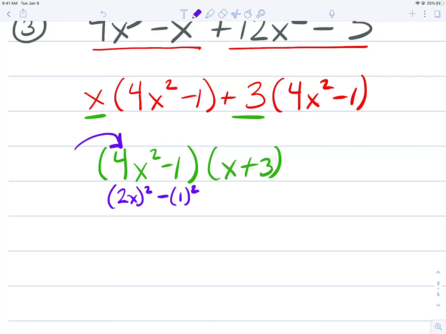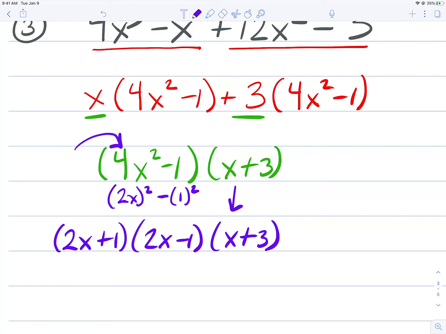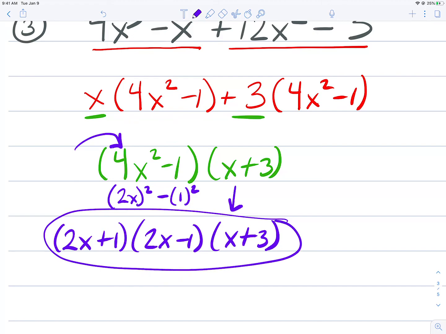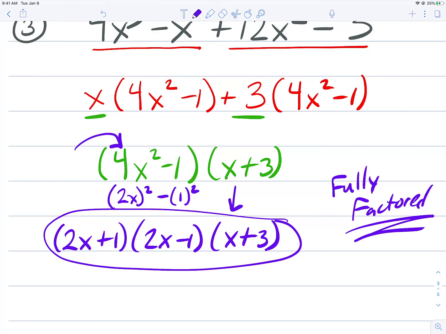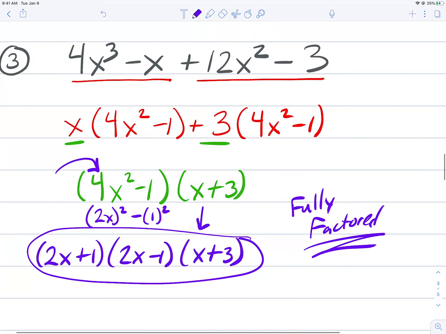So if we were to factor that 4x squared minus 1, we would get 2x plus 1 times 2x minus 1. And then our x plus 3 that was already there is part of our answer. So this is fully factored. So that whole idea, it needs to be fully factored. So just because you factored it once doesn't mean that it can't be factored again. So double check that you do not have a difference of two squares. They don't all have a difference of two squares, but some of them do.